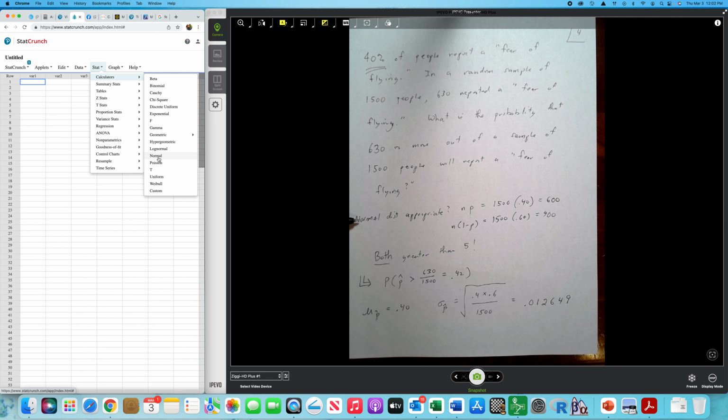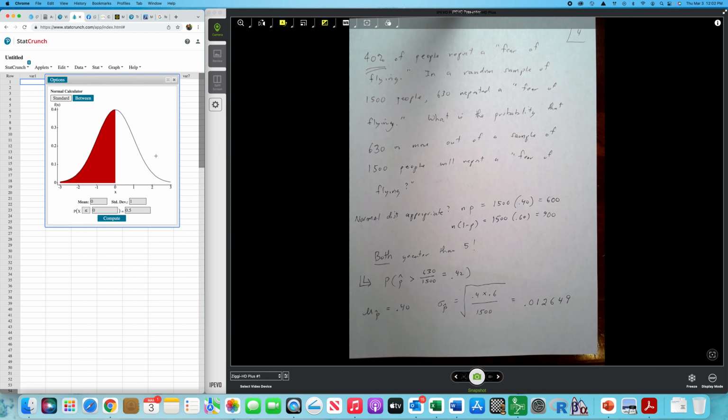First thing we have to do is, can we even use a normal distribution? So we need to check that. So n in our problem was 1,500. P is 0.40. 1,500 times 0.40 is 600. It's bigger than 5. Check that off the list. N times 1 minus P: n is 1500, 1 minus P is 0.60. That product gives me 900, bigger than 5. So we check the box for the normal distribution. We can use this key. So let's go ahead and calculate it.